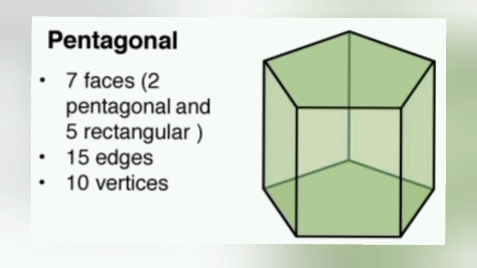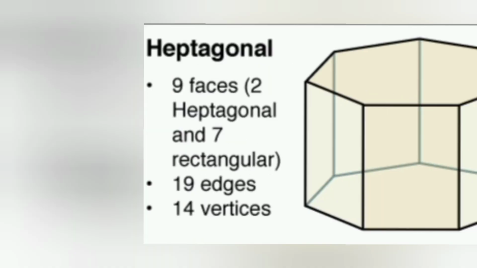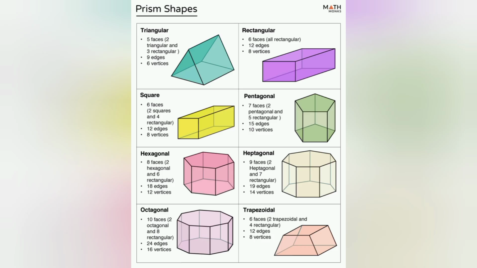Next one is a pentagonal prism. It has 7 faces, 2 pentagonal and 5 rectangular, 15 edges and 10 vertices. Next one is a hexagonal prism. It has 8 faces, 2 hexagonal and 6 rectangular, 18 edges and 12 vertices. Heptagonal prism: 9 faces, 2 heptagonal and 7 rectangular. It has 21 edges and 14 vertices. Thus we have discussed different types of prism and their properties.